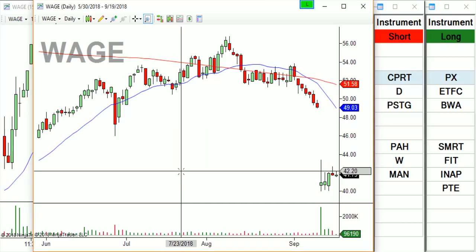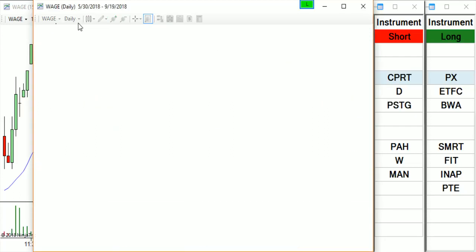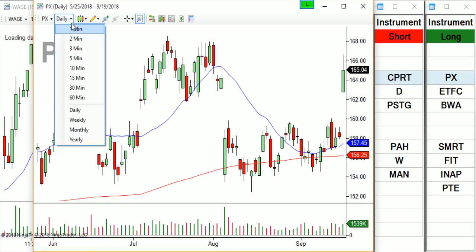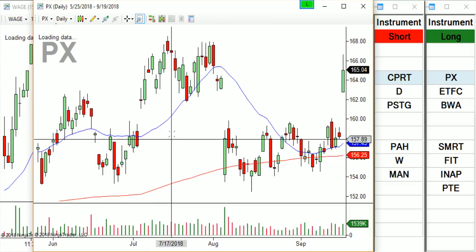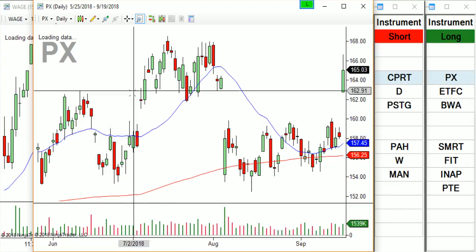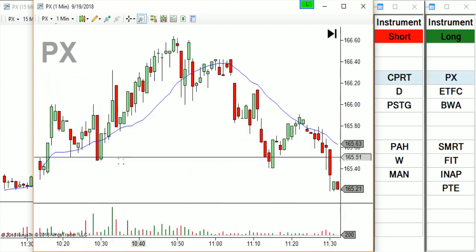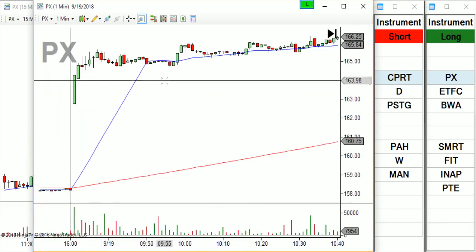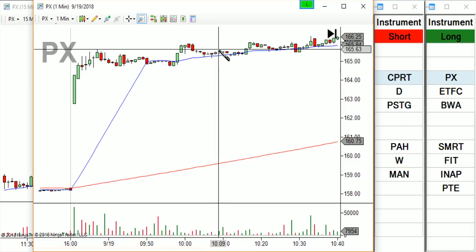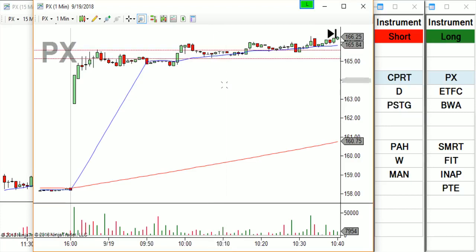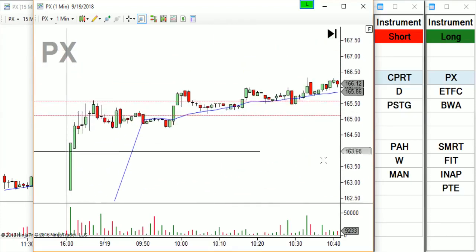And my focus is, as you guys know, I play a lot of professional gaps. The only trade today was the PX, which is a pro gap up. I play professional gaps as swing trades and core trades, but also as day trades because they create a lot of opportunity. So the PX long setup was right here, long and a stop.